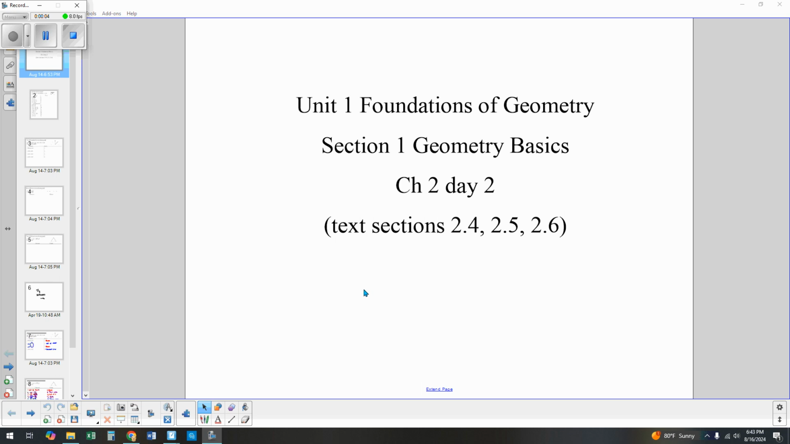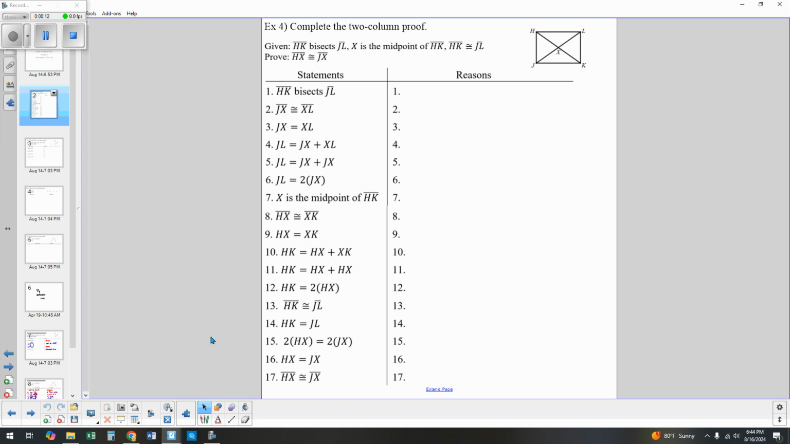This is our second day of Chapter 2. We are still continuing sections 2.4, 2.5, and 2.6. And we're going to jump in right with a doozy. We're going to complete this 2-column geometric proof. And this is way longer than almost any proofs we're going to do. I wanted to make sure we saw a big variety of things that can happen.